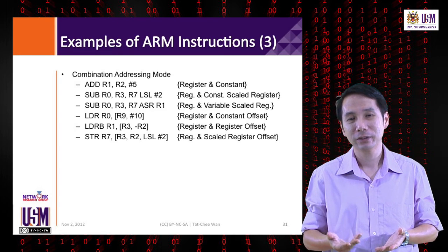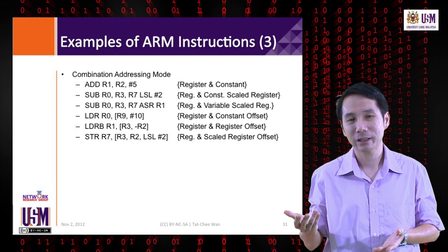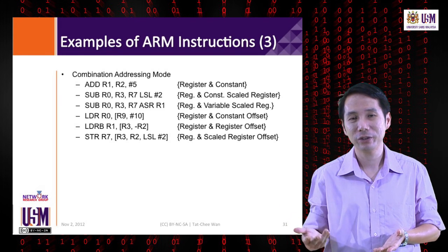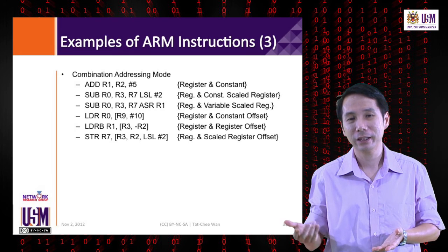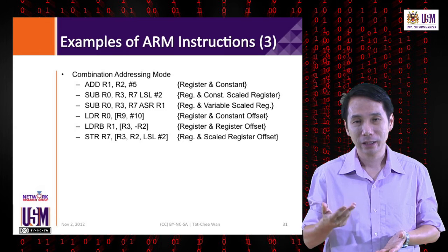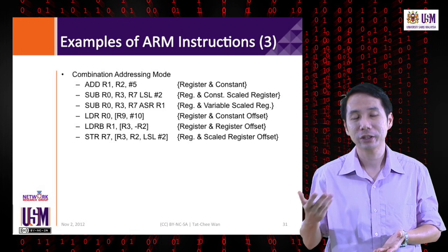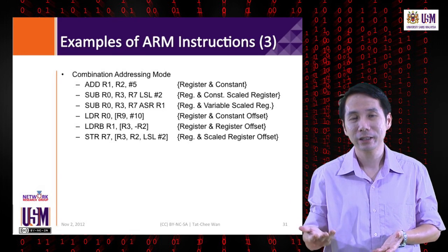Load byte will take an 8-bit value only from address location R3 minus R2, which is taken as the effective address of R3 minus R2, and then store the value into register R1. Finally, store R7, [R3, R2 LSL #2], will take the value in R7 and store it into the memory location given by the calculation of the effective address given by R3 added to R2 left shifted by 2 bits.